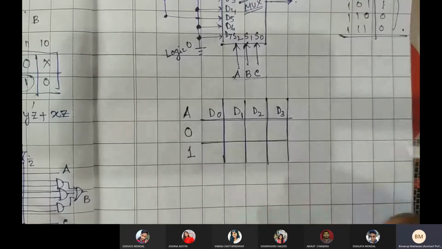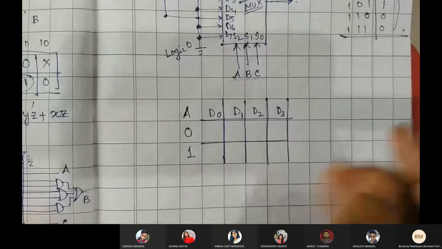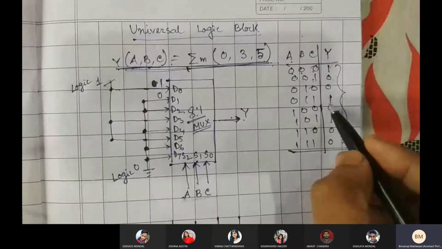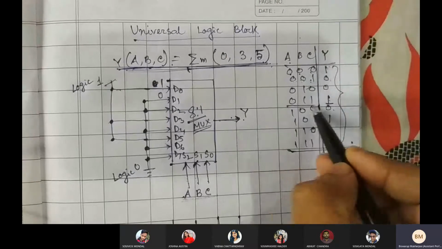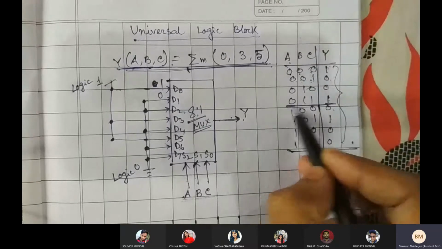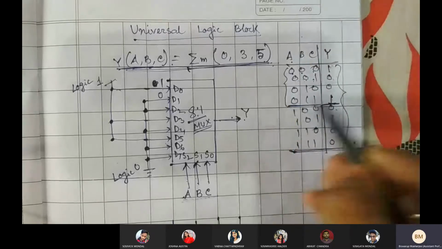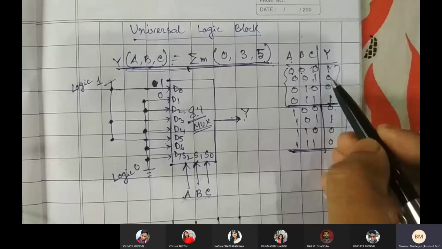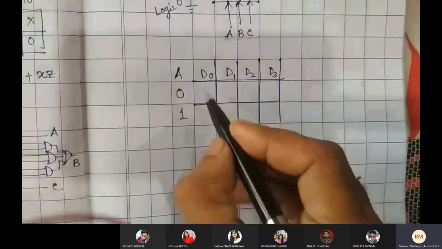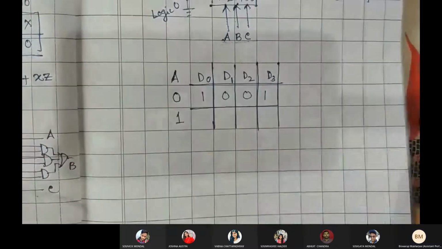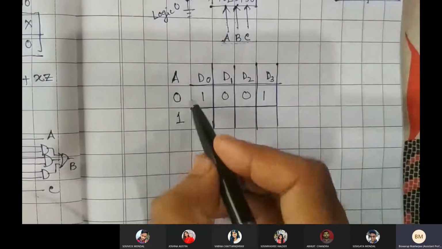Now, I am dividing this truth table into 2 parts. First, when A value is 0, and then when A value is 1. For A value 0, what are the outputs? 1, 0, 0, 1, right? So I am writing it like this: 1, 0, 0, 1, because it is for A value 0.